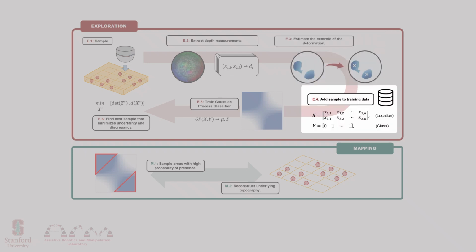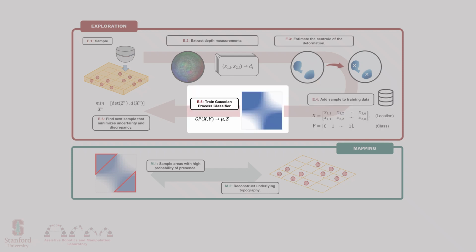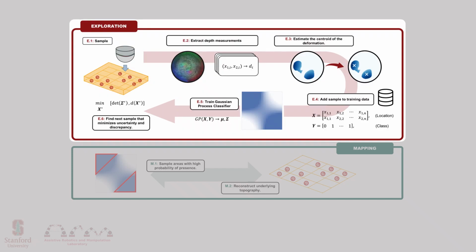If deformation is present, we add the locations of the centroid with a label of 1 to the training data. If no information is observed after the thresholding, the center of the image is added to the training data with a label of 0. With the collected data, we train a Gaussian process for classification, which provides both the probability of presence as well as the measure of confidence of such prediction. We then choose an example by minimizing the uncertainty of the prediction and the discrepancy, which serves as a quantitative measure of coverage of the workspace. The entire process is repeated to choose an example.